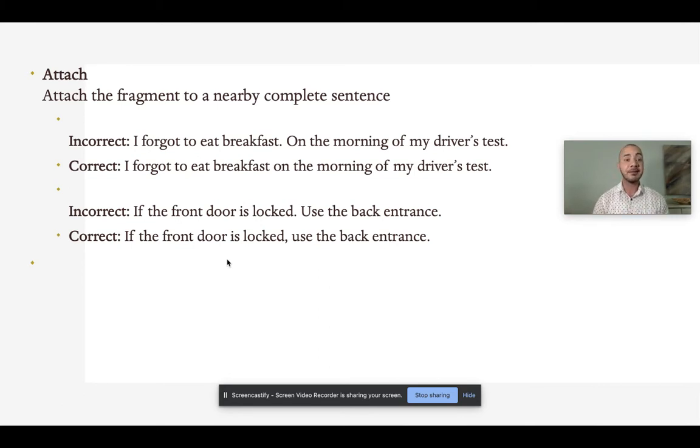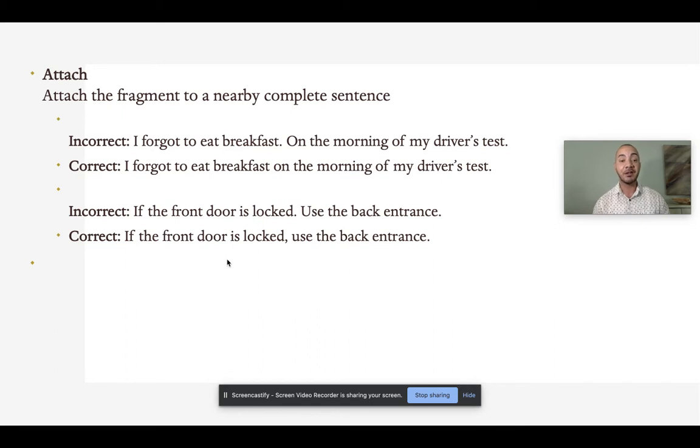To correct that, we can simply combine those two sentences together, and now we have a complete sentence on our hands. I forgot to eat breakfast on the morning of my driver's test, which probably means you didn't do so well. Here's another example. "If the front door is locked. Use the back entrance."